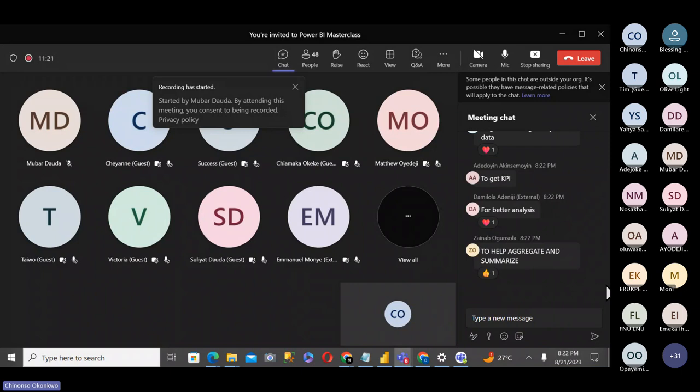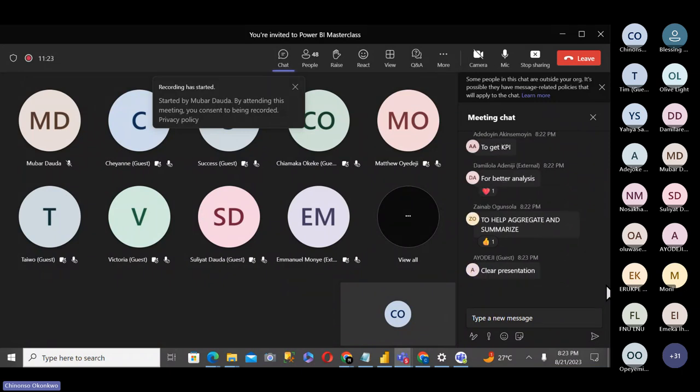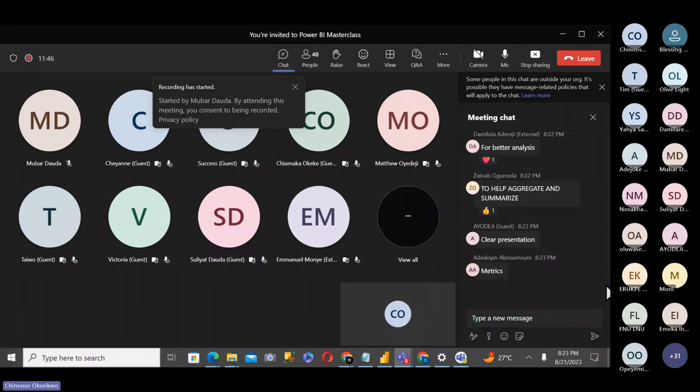So this is what DAX is. It's not just that you're using it to create measures and columns. But what are they doing for you? Why do we need to create another column in this data that I already have? Because I want to get more insights, because I want to perform better analysis, because I want to aggregate or summarize my data. Clear presentation as well, good. Metrics, because I want to get more metrics on my data. You're doing quite good.